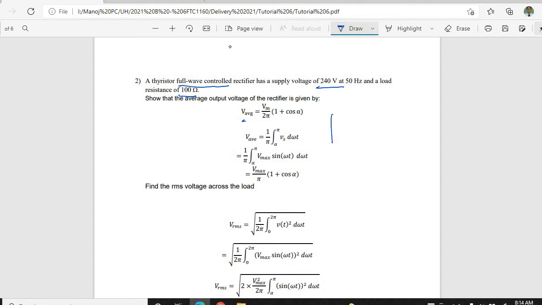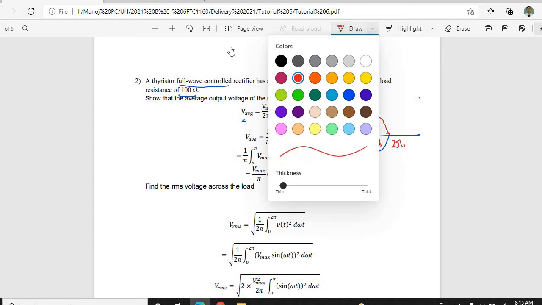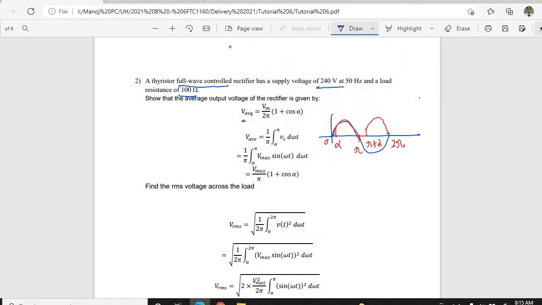In here, this is the supply. Here, this is π + α, and here this is 2π, so 0. This is the output, the red color one, that will be the output. Therefore you have to find the average.